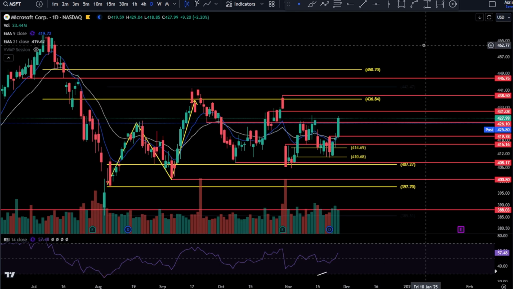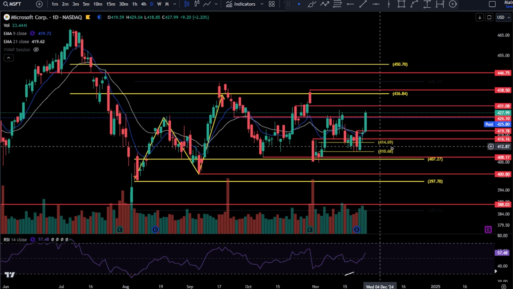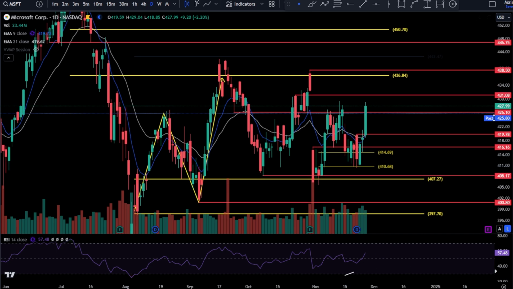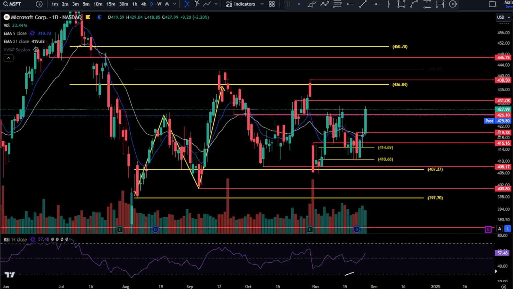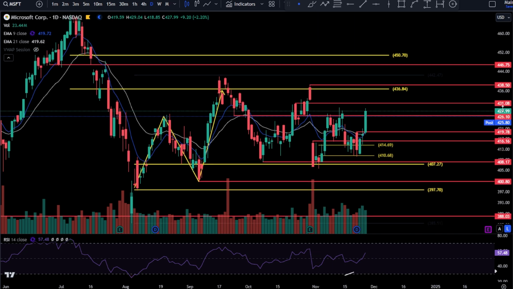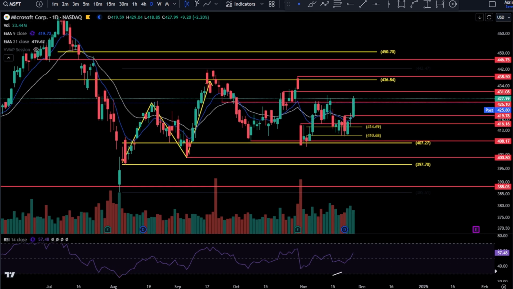Microsoft over here, phenomenal. Okay, phenomenal. You came down, held right at the 0.786 Fibonacci retracement. You broke above 419.78, and you went straight to that next level at 426.10. From here, we're watching 431.08, and we've got 438.50 above. Golden pocket, guys, all right?